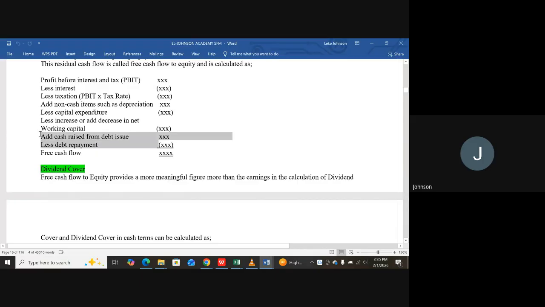You now ask yourself, how much did we actually raise on the debt instrument that we issued? Because when we are trying to gather those loans, there's a debt instrument that we issued. How much did we raise? Now you can raise like 20 million, but you've repaid only like 10,000. So you want to add all the cash that you raised from the debt issued. Then you less the debt repayment that you've made.